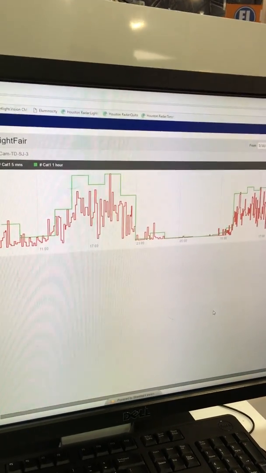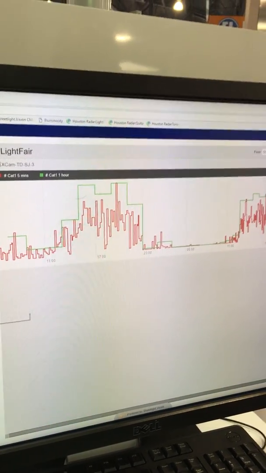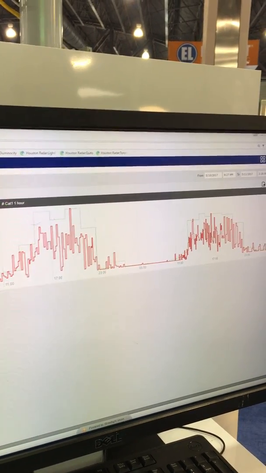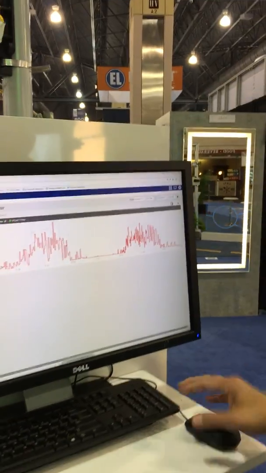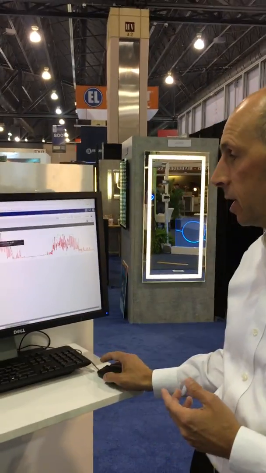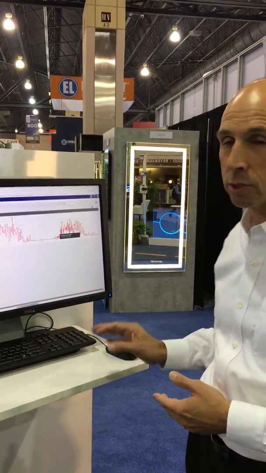So here it's just showing rates of pedestrian traffic that we've measured at the show. The green line is showing hourly counts, and then the red line is showing 5-minute counts. So basically it collects that data every 5 minutes. And so you can see the pattern of traffic during the day, and in the evening here at the show there's no traffic, so it's showing those spikes.